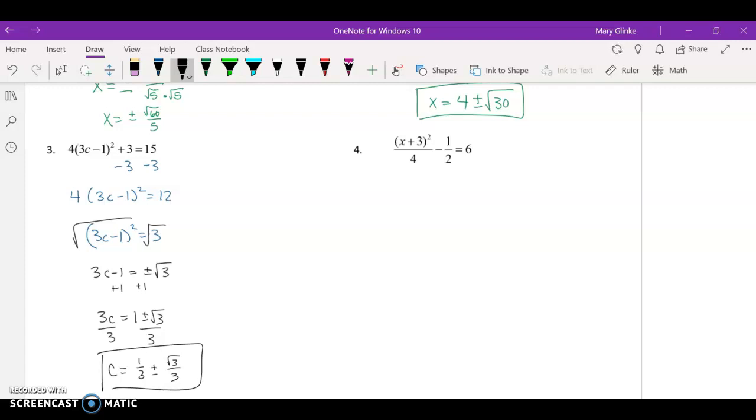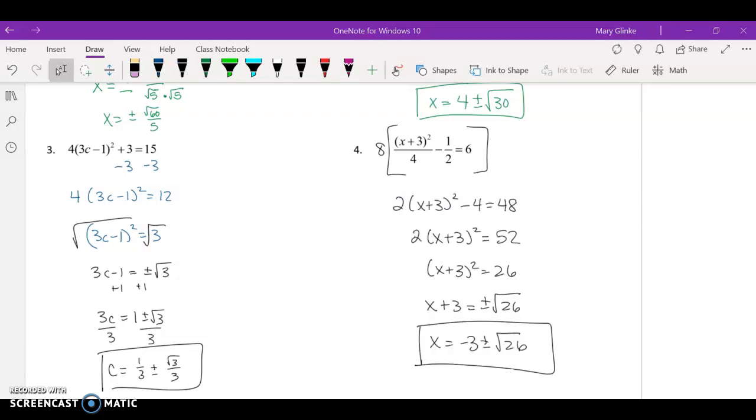So I'm going to ask you to try number 4 and then check your answer. As a helpful hint, I'm going to multiply mine all by 8 to get rid of my fraction. So try number 4 real quick. So when we solve that one, we get -3 plus or minus root 26.